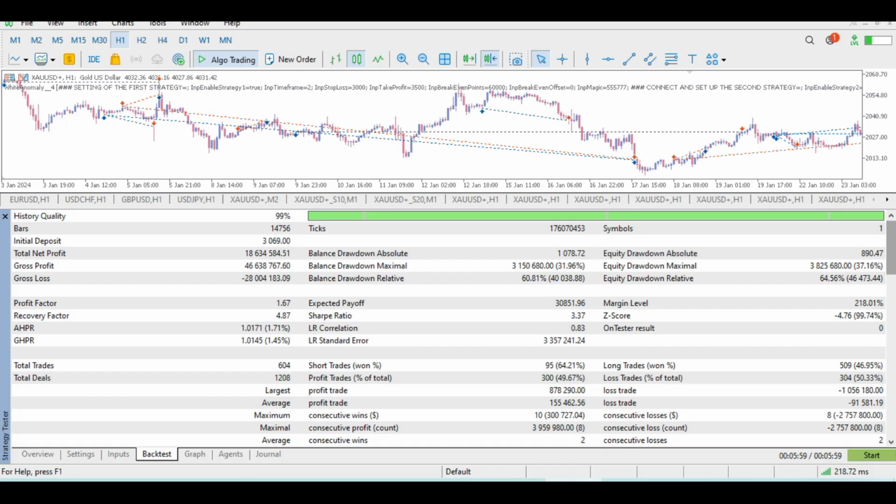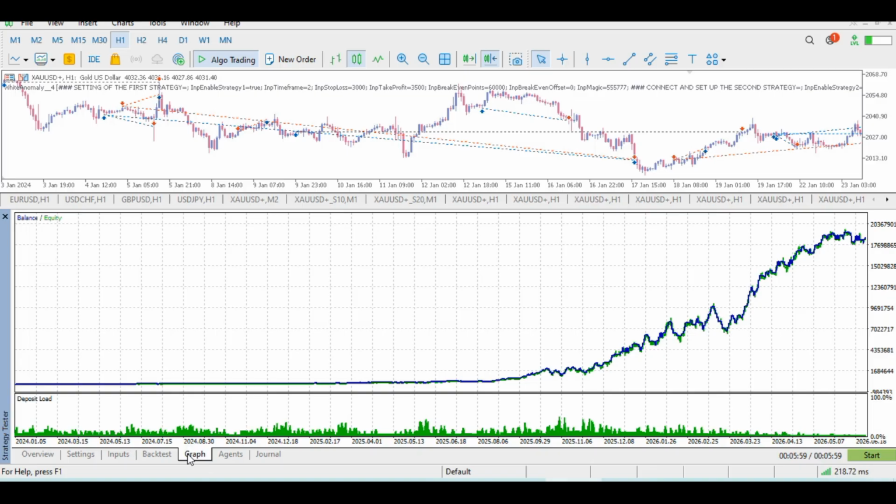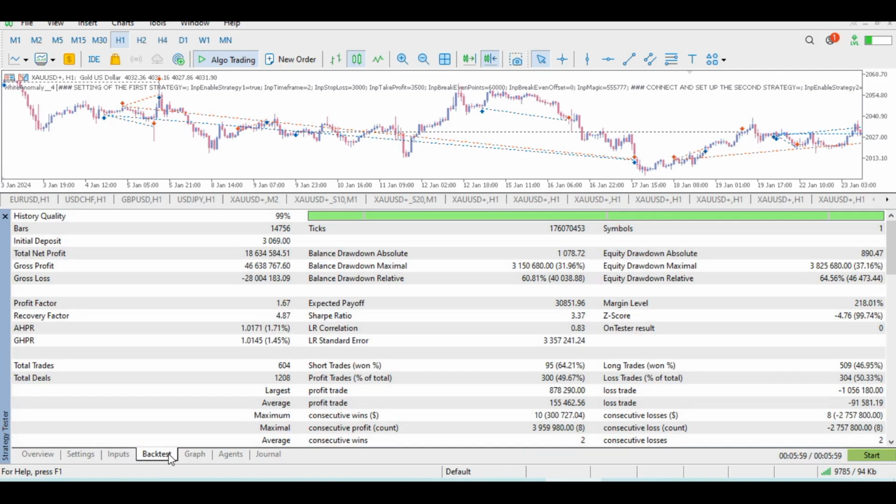Every one of you can test this robot yourself and experiment with the settings. Maybe optimize them and get even better results than what you're seeing right now. You might reduce the drawdown or increase the profit even further, but personally, I'm happy with these standard default parameters.